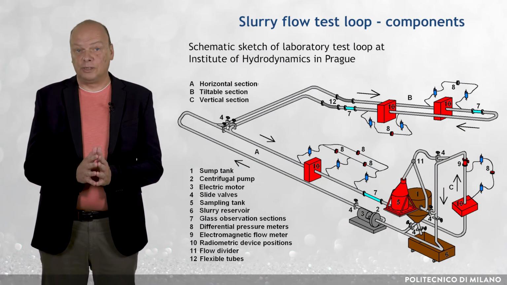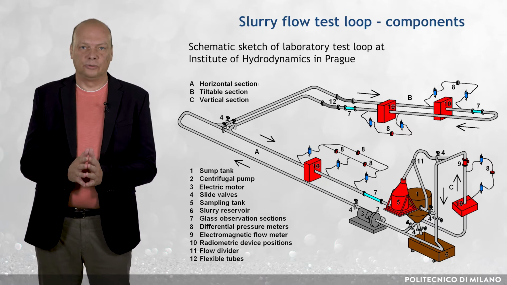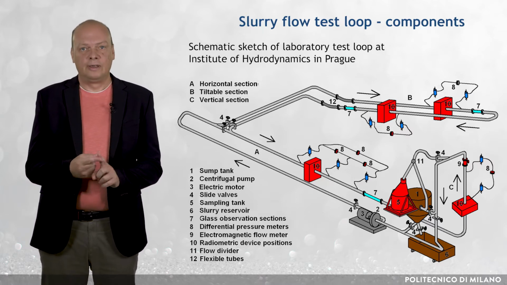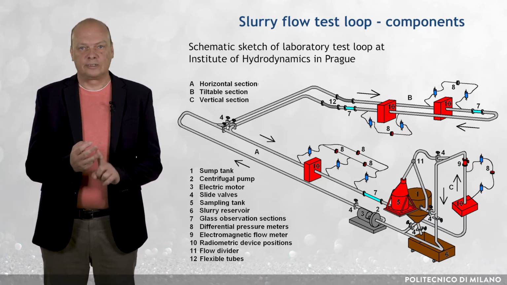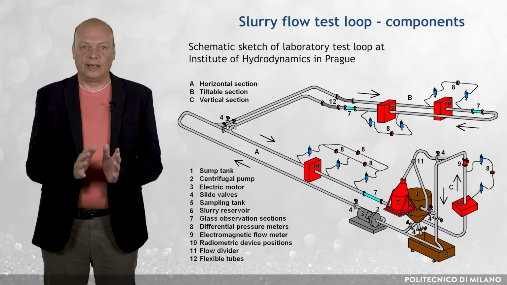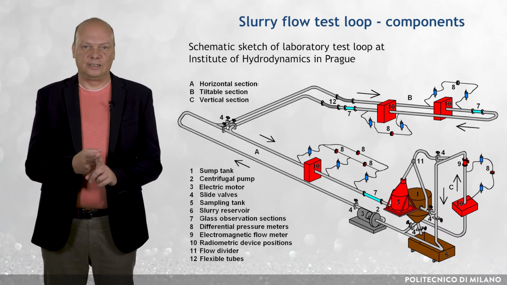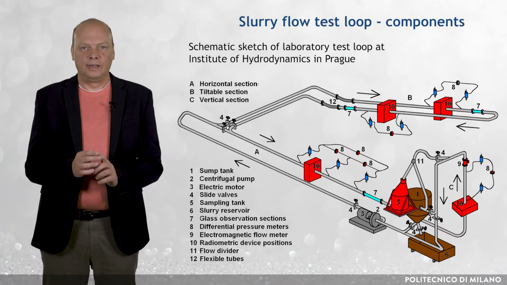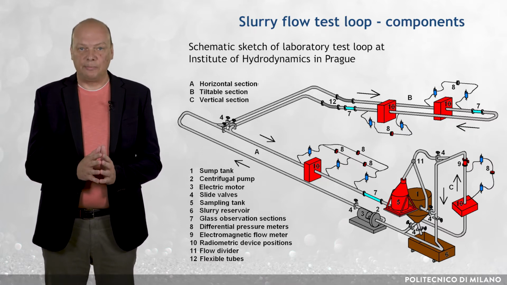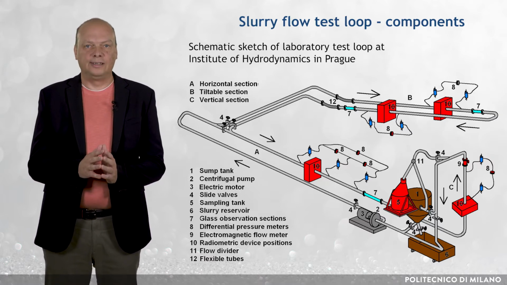A typical instrumentation for laboratory tests can be seen on the displayed test loop. Key measurements include differential pressure, total flow rate, slurry density, and slurry temperature. More specialized measurements may include detailed concentration and velocity distributions within the flow. Installation of a transparent pipe section provides great insights into the flows and enables identification of the deposition limit velocity.